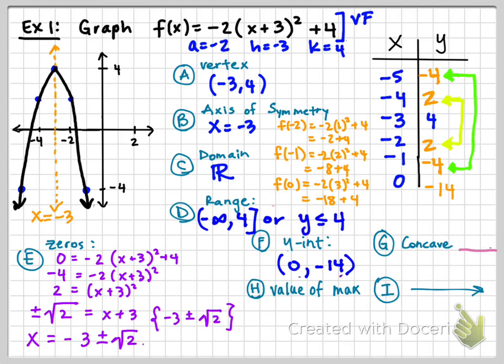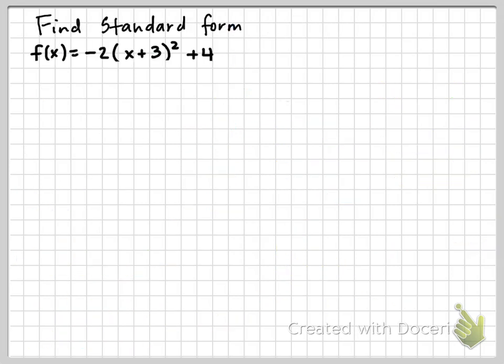Then it asks you about concavity. Is this shape concave up, pointing upward, going to positive infinity, or is it going down to negative infinity? In this case, we're going down, so we got that one. And then, what is the value of the maximum? So what is the maximum y value that this graph has? That's 4. Okay, part I wants us to take this vertex form equation and convert it to standard form.